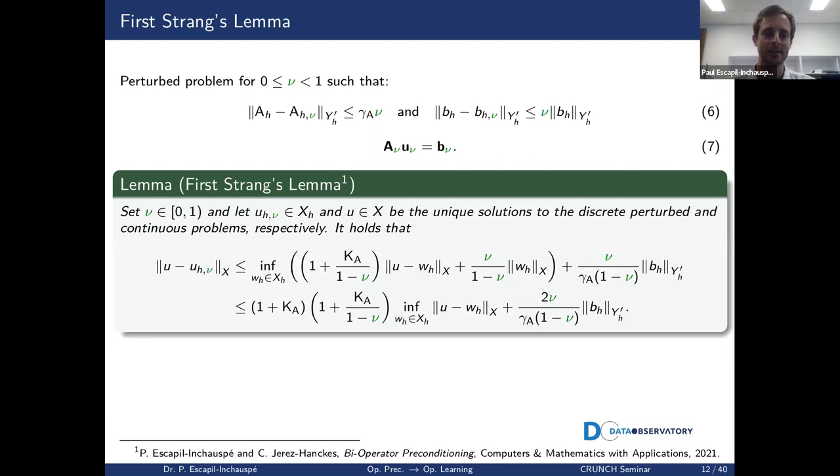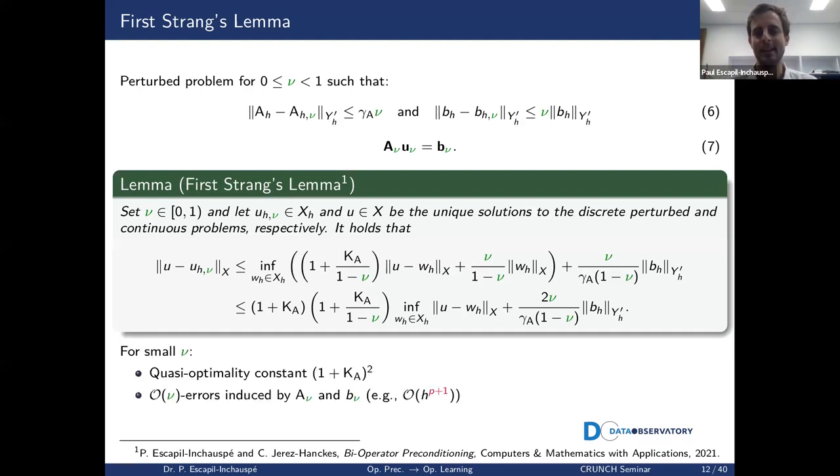And here is the classical Strang's lemma, defined in such a way that we can track constants. It's maybe a complex formula, but I'll explain it to you. Many results in this talk are parts of the bi-operator preconditioning paper that I've been working on with Carlos Jerez-Hanckes during my PhD studies. First, Strang's lemma gives you a bound on the error between the continuous solution and the perturbed one. Once you get this kind of approximation, you can ensure that your perturbed problem is well posed in this setting. And with this bound, you can track how the error will behave.